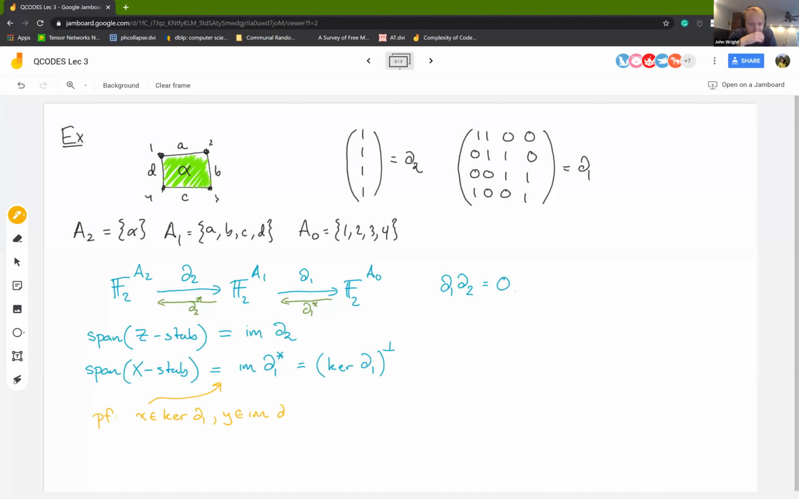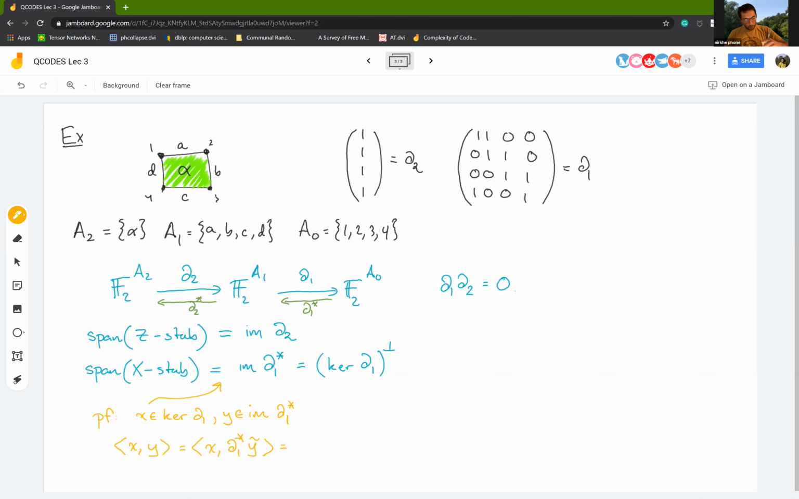That'd be great. So, okay, if X is in the kernel of delta 1 and Y is in the image of delta 1 perp, we want to show they're orthogonal, right? So how do we show they're orthogonal? We want to compute the inner product of X and Y. But if Y is in the image of delta 1 perp, then Y is equal to delta 1 perp of something else. Let's call it Y tilde, right?